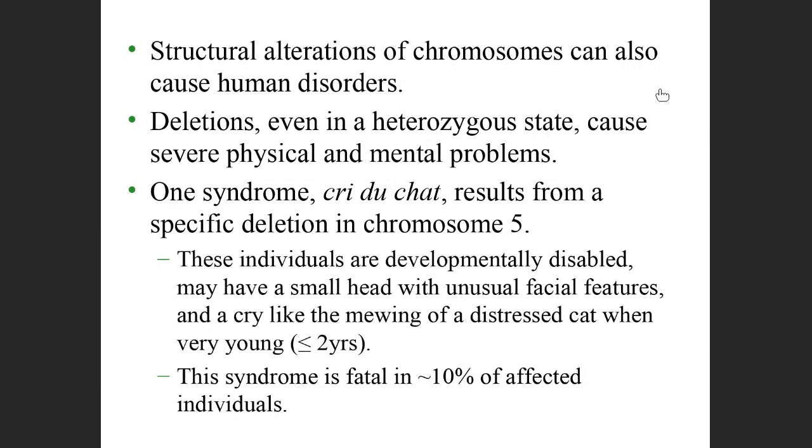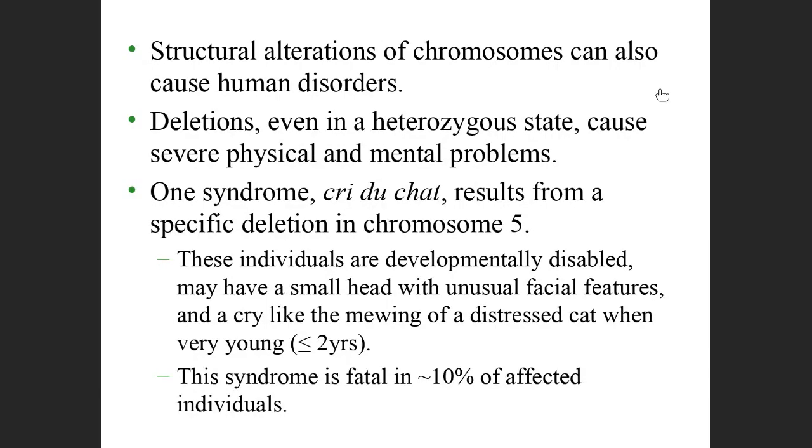Cri-du-chat, the crying of the cat. Basically, these individuals, babies and toddlers, sound like they're meowing, like a cat does. This is the result of a deletion in chromosome number 5. So they're missing a piece of chromosome number 5, even if they have a good chromosome number 5, right?